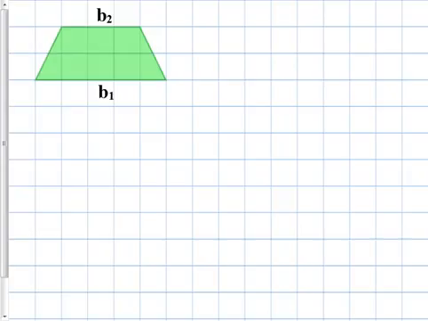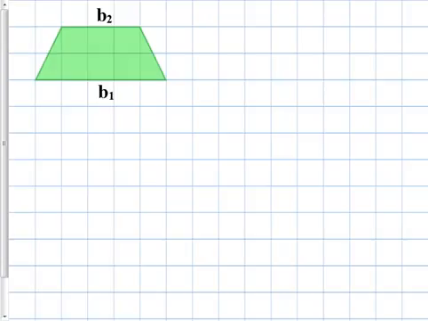Going to continue today looking at area, and we're specifically going to focus on area of trapezoids. Remember, trapezoids have one set of parallel sides, and when we look at area, we're wanting to see how many squares will fit inside of the figure. That's what area is all about, how many squares of a certain size will fit inside of a figure.